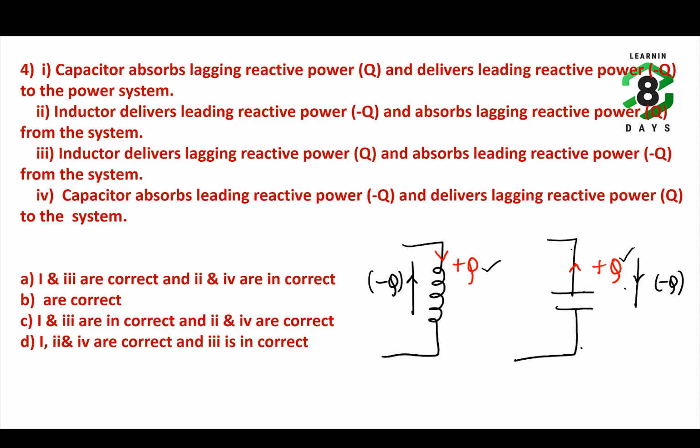So from this, what is the right option? Inductor delivers leading reactive power and absorbs lagging reactive power. Capacitor absorbs leading reactive power and delivers lagging reactive power. So which two are correct? Option 2 and option 4 both are correct. Option C is the right option.